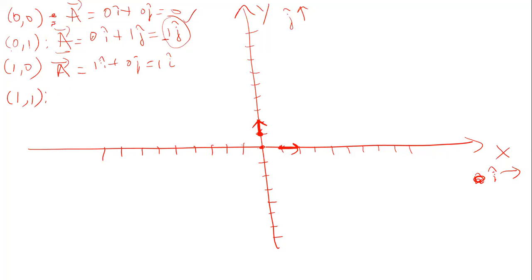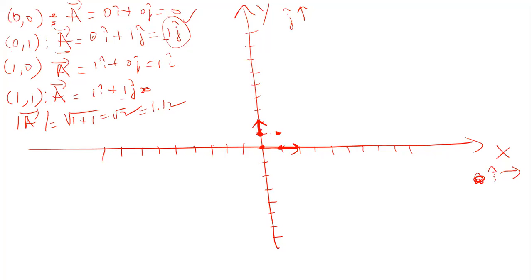If you consider 1, 1, the x-axis value is 1 and the y-axis value is 1. This is the point 1, 1. Out here your vector A will be 1i plus 1j. What is the magnitude of this? The magnitude will be the square root of 1 squared plus 1 squared, so it will have a magnitude of square root of 2. Square root of 2 is about 1.4.